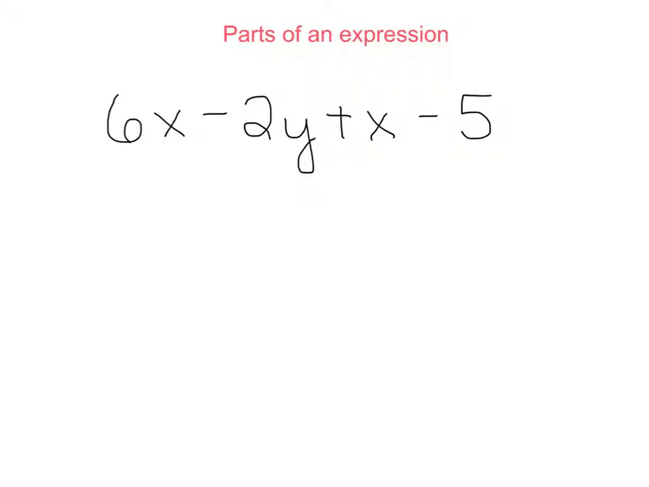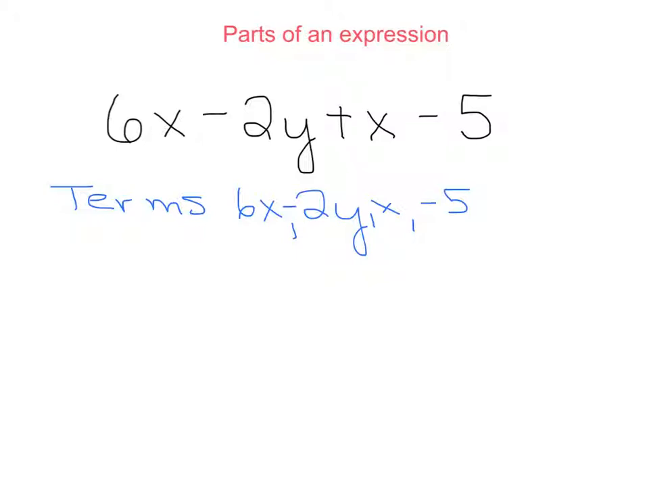We're also going to be asked to identify parts of an expression. So in this example, we first want to identify the terms that are in the expression. And a term is just the part or the things that are divided by an addition or a subtraction sign. So our terms in this example would be 6x, 2y, x, and negative 5, technically, and negative 2y. So you're just identifying what's in the problem.